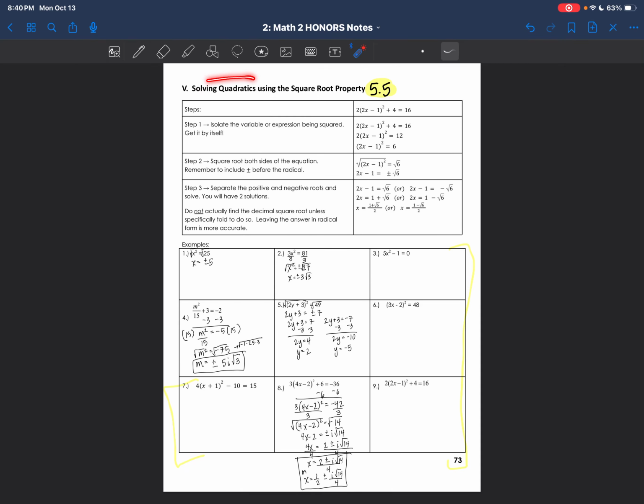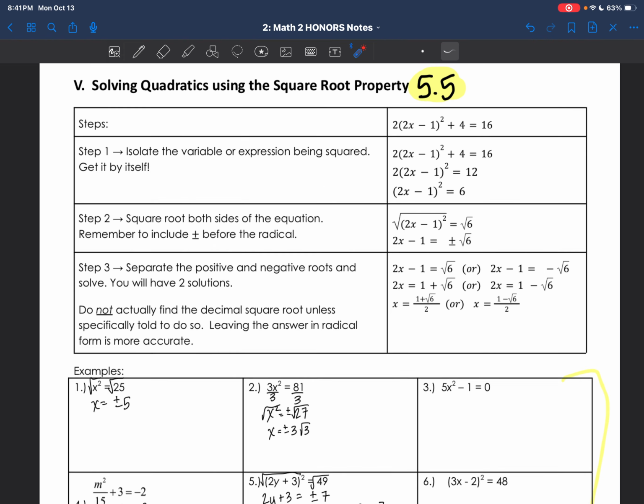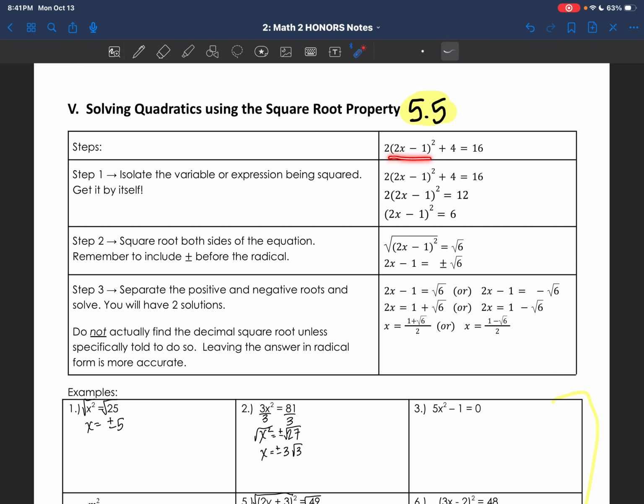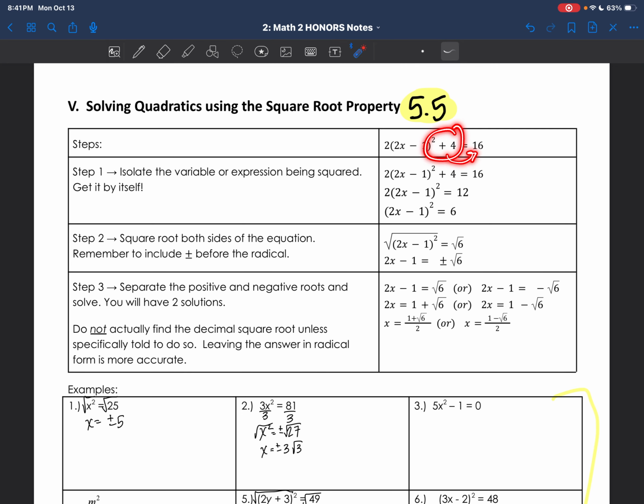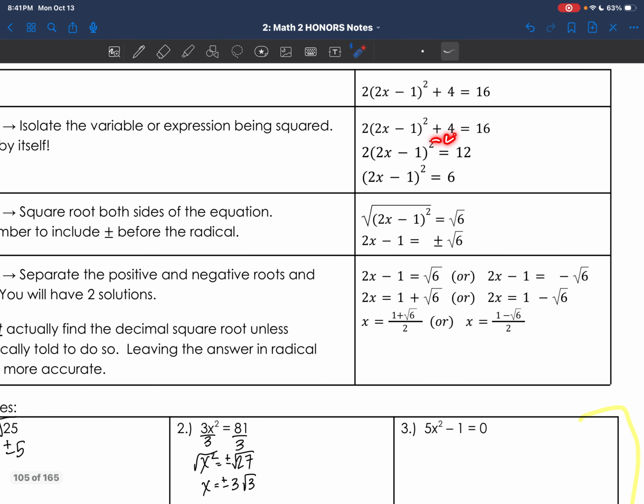All right, today we're going to talk about solving quadratics using the square root property. So let's get started with the steps. We're going to take this and first isolate the variable or expression being squared. In this case, we're going to move this 4 over here by subtracting 4, and then you're going to end up with 12.